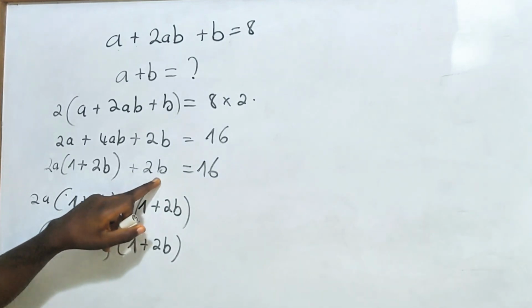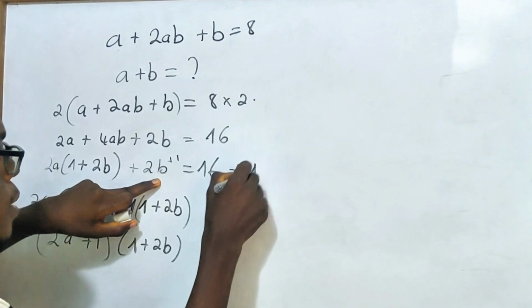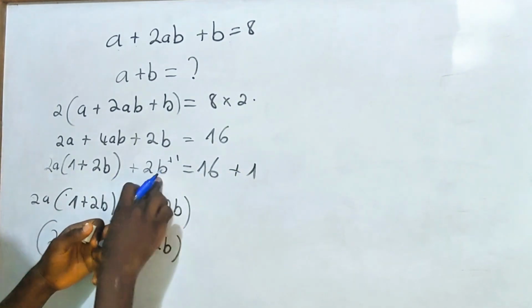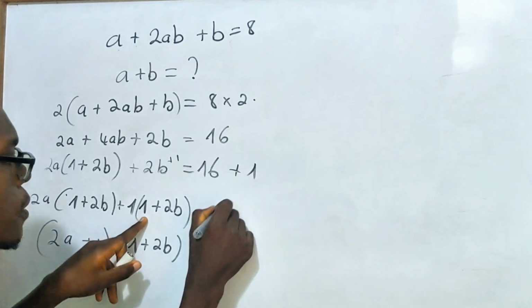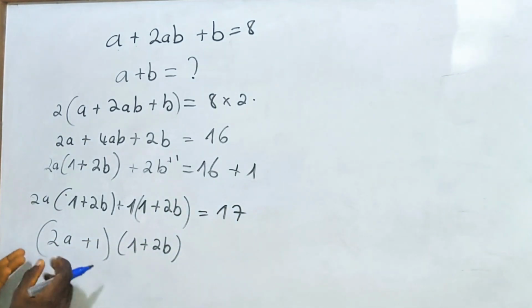How can we make sure that this should happen? By adding a 1 here. If you add a plus 1 here, and add plus 1 on the other side, you are going to have this one plus and 1 plus 2b, which will be equal to 17 on the other side. Now we can factorize at this point.